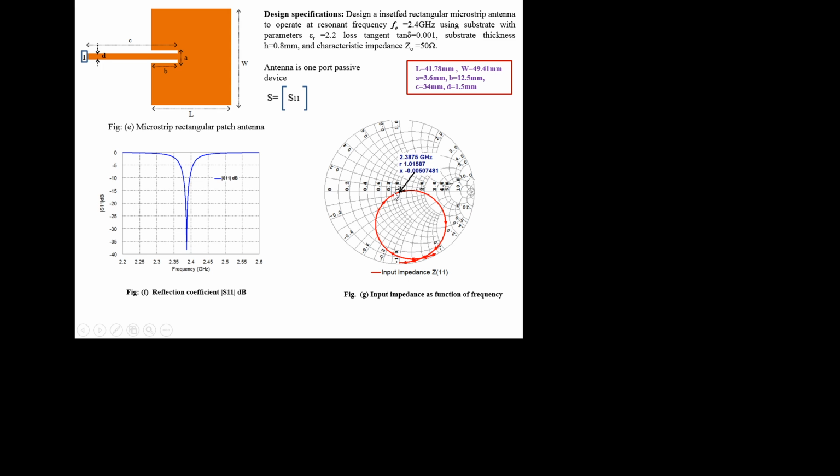Okay, and the real part is equal to 1 at this position. At what frequency? At 2.387, that means at the resonant frequency. So at the resonant frequency R is equal to 1, that means center 50 ohm, normalized impedance is 50 ohm. 50 ohm means it is a matched one.